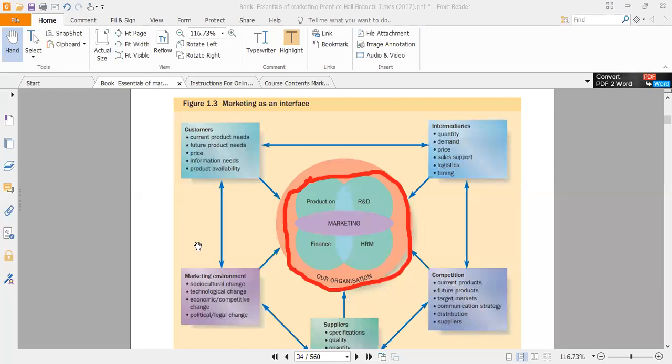And product availability comes from placement, and placement is one of the P's of the marketing mix, right? So that is again one of the pillars of the marketing mix. So that's how the entire job is going to be done by the marketing department in the case of customers.